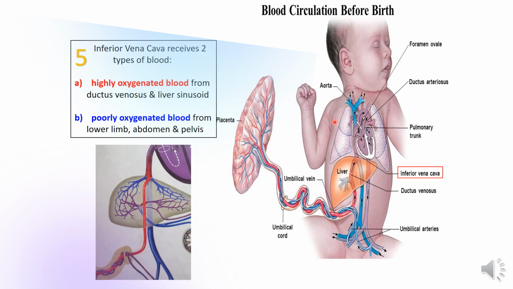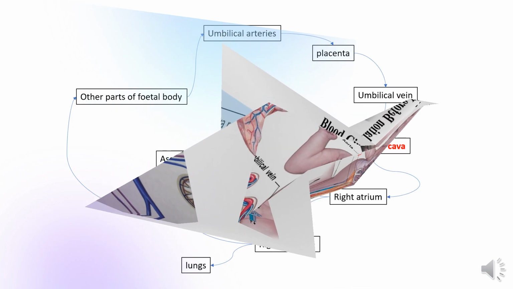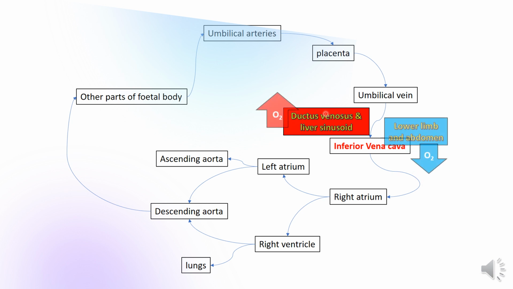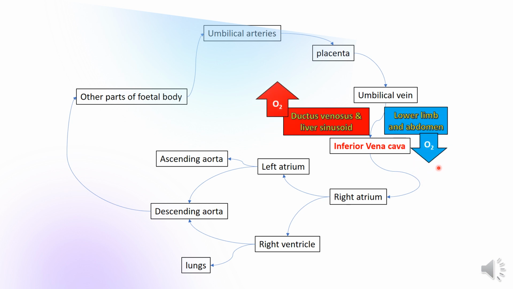Alright, in the IVC, so this is the IVC. The IVC receives two types of blood. Either it is highly oxygenated from the ductus venosus and liver sinusoid, or poorly oxygenated from the lower limb and abdomen and pelvis of the fetus. So the IVC receives two types of blood: highly oxygenated, which is from the ductus venosus, and from the lower limb and abdomen, which is deoxygenated or poorly oxygenated blood. So the IVC actually receives mixed type of blood.